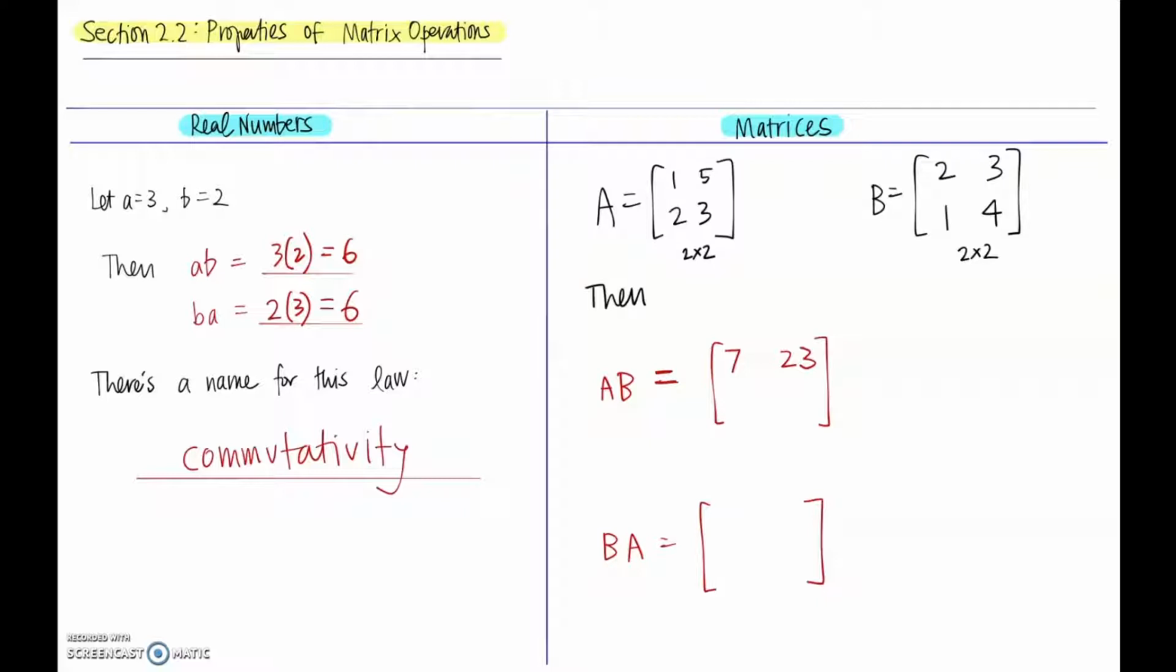We're just going to plug along. We're on the second row. So 2, and we're going to deal with this first column here. 2 times 2 is 4, plus 3 times 1, that's going to be 7. And last entry, 2 times 3 is 6, 3 times 4 is 12, so that's going to give us 18.